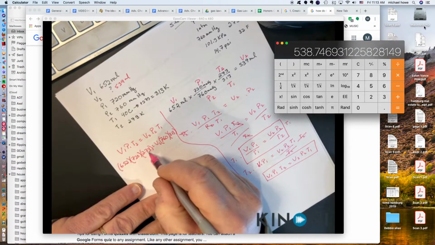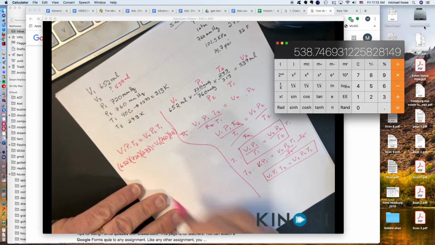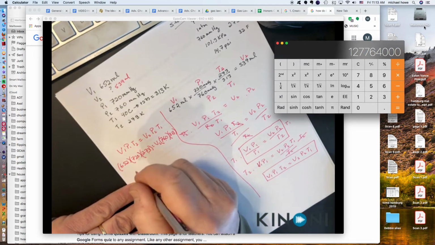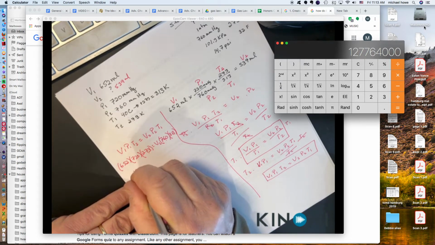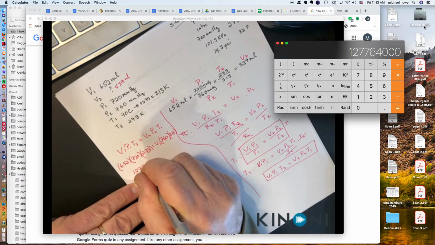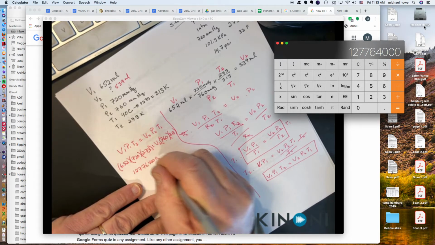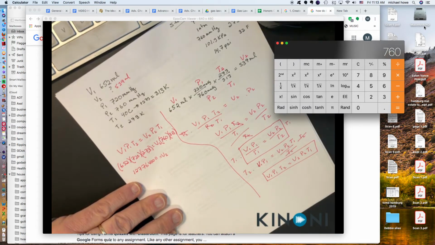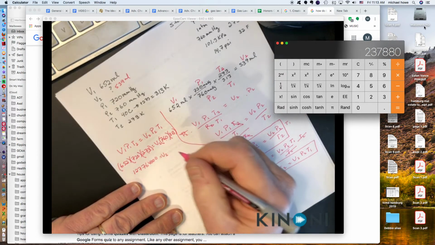All right, so let's do the algebra on this. So you would multiply these three numbers. You'd multiply these two numbers. I'm going to go ahead and do that. So 652 times 720 times 273 is a big number. So I'm going to use all these digits and round at the end. So 127,764,000 equals V2 times, and then 760 times 313 is 237,880.